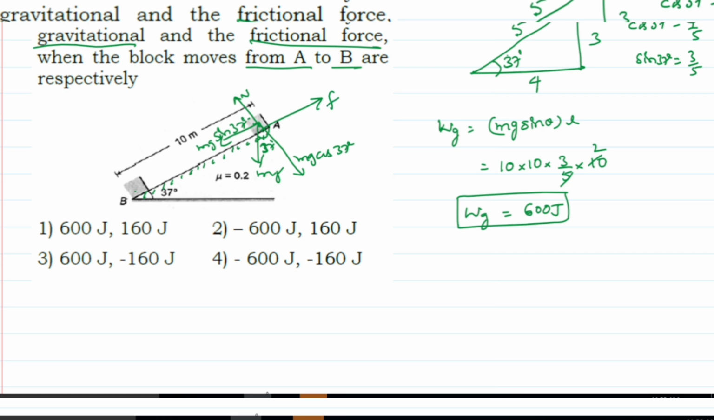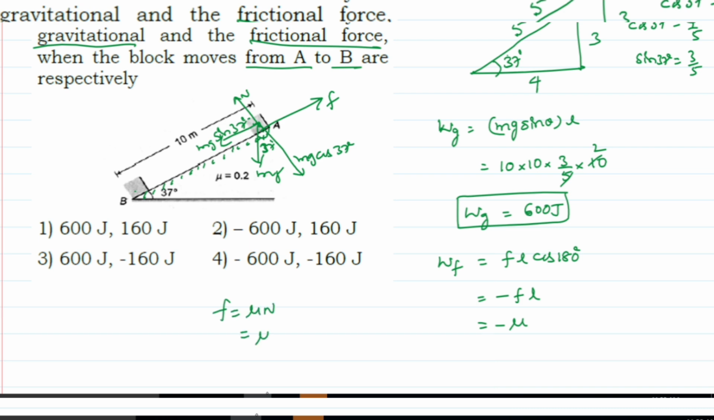Then I can take work done by the frictional force as F into L, the length of the inclined plane, into the cosine of the angle between the two vectors, which will be 180 degrees here. Cos 180 is minus 1, so you can take it as minus F into L. But this frictional force is going to be F equal to mu into N.